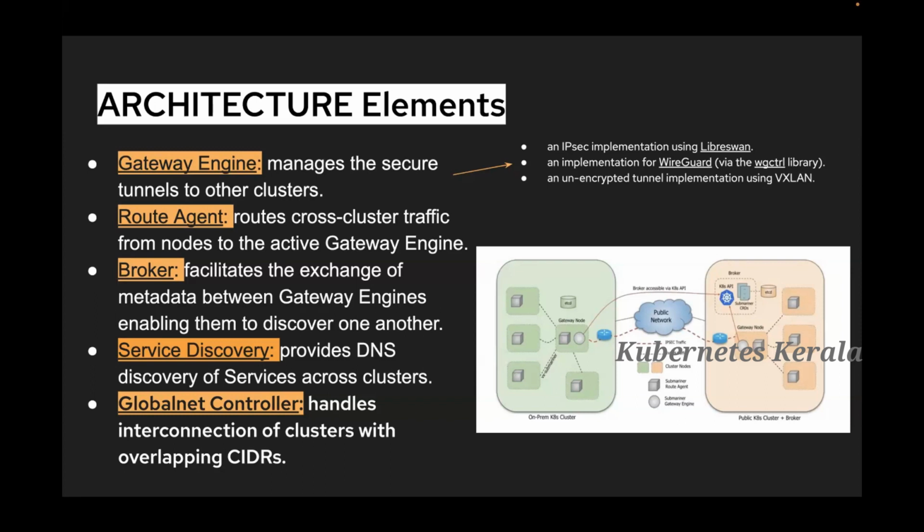That is again a very good advantage over doing the tunneling and other things manually in order to achieve the hybrid cloud. The second one in the architecture is the route agent, which you install on all the worker nodes, and it creates one more network layer on your pod and service network through which the traffic passes. Then we have the broker, which facilitates the metadata exchange between the two gateway engines. So this is how the service discovery happens. Then we have the service discovery component, which provides DNS discovery across the clusters, and the Globalnet controller is something that handles the overlapping CIDR.